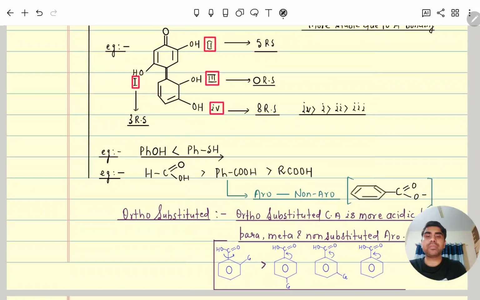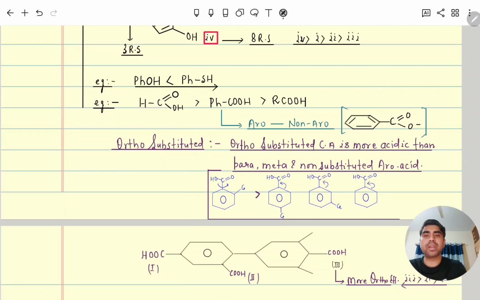Next, moving further, here you can see phenol and thiol. So here is the phenoxide ion and here S minus. S minus can give electrons and can also take electrons from the phenyl, meaning the benzene system, due to its vacant d orbital. So it will have double the resonating structures. So the more the resonating structures, the more stable the conjugate base, and the more the acidic strength.